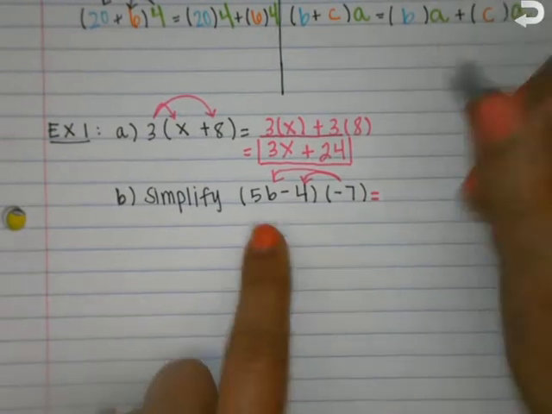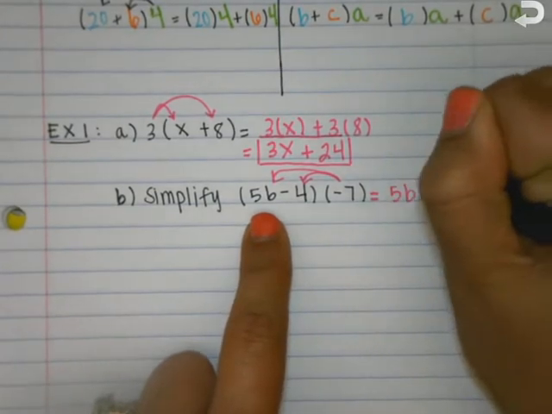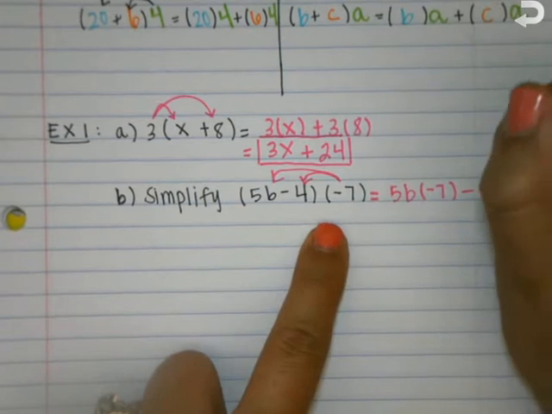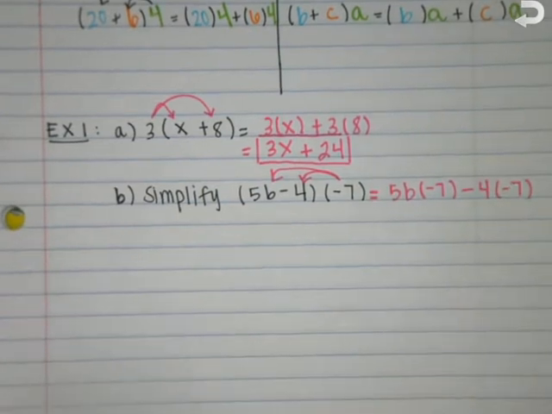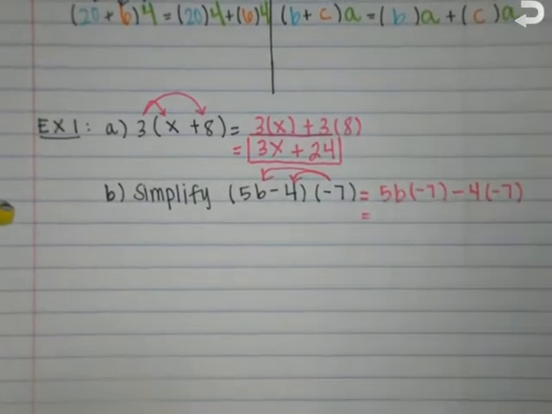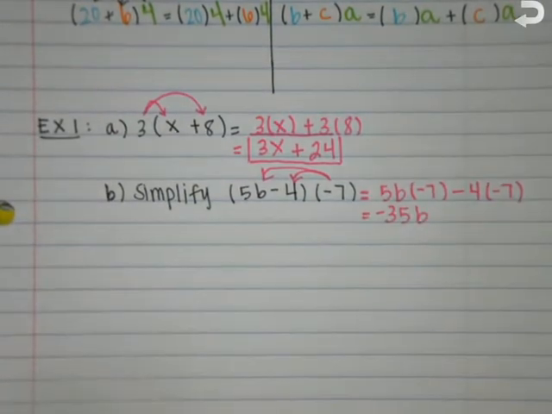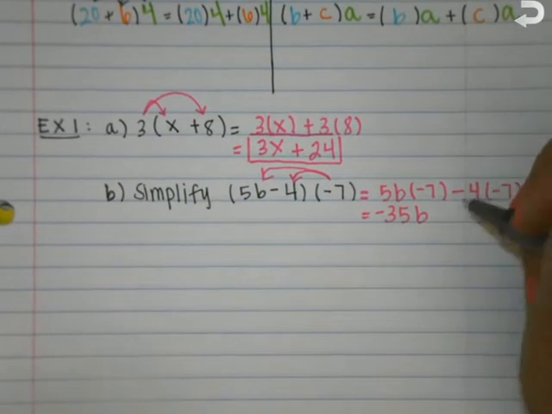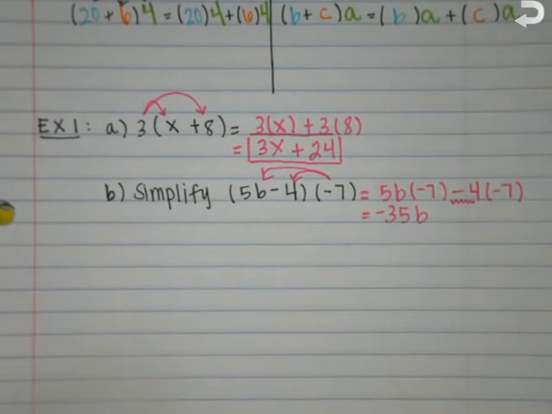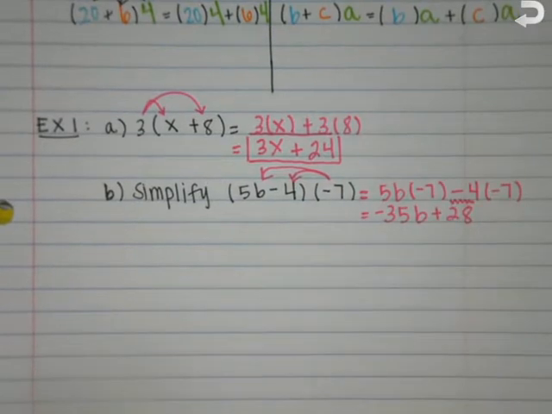Okay. So here's what we're going to do. 5b times negative 7 minus 4 times negative 7. So what does that give me? 5b times negative 7. Negative 35b. And then here's where it gets tricky. Is this 4, is it a negative 4 or a positive 4? It's actually a negative 4 because there's a negative attached to it. So what's negative 4 times negative 7? 28. Positive 28. So make sure you change it to plus 28 and box it for me.